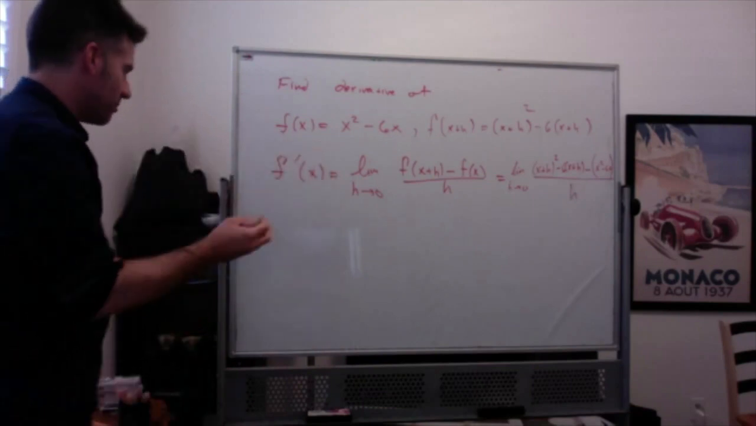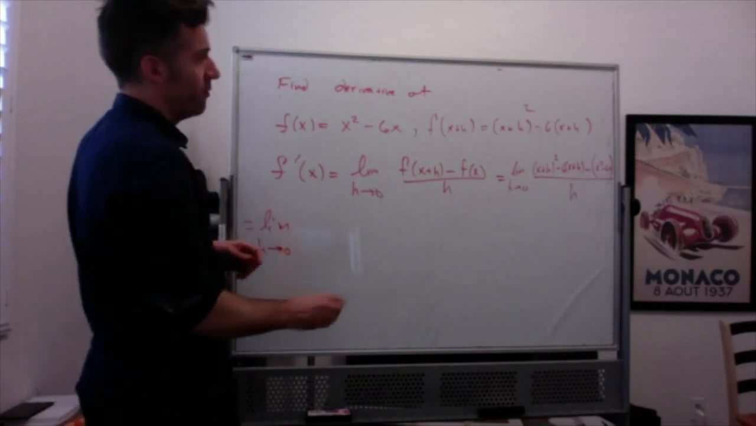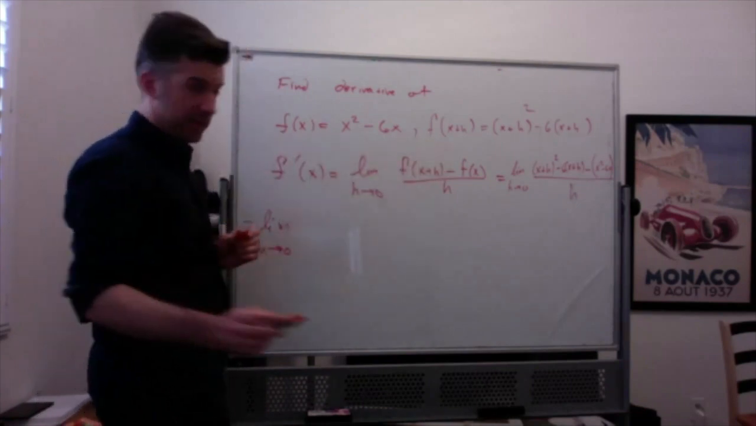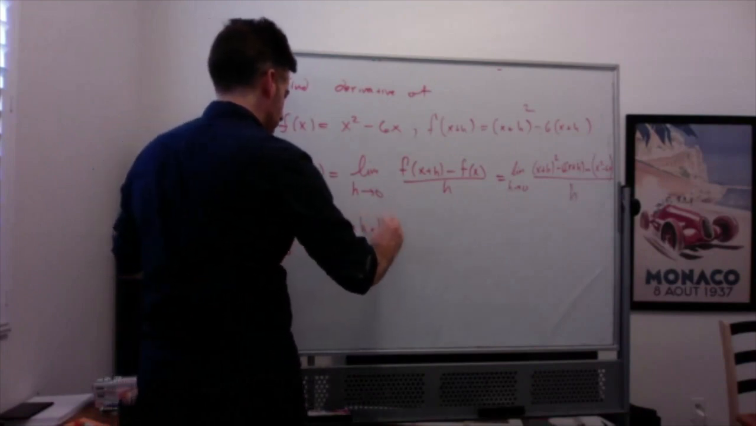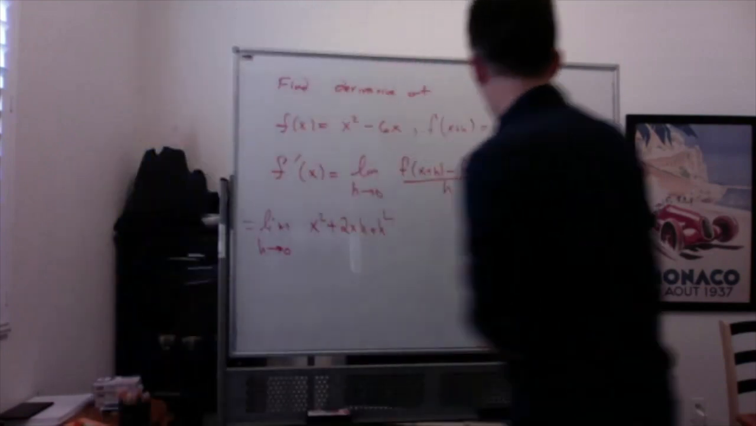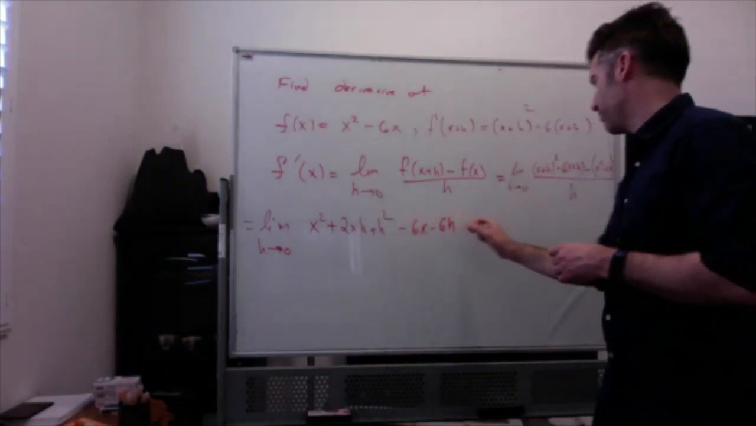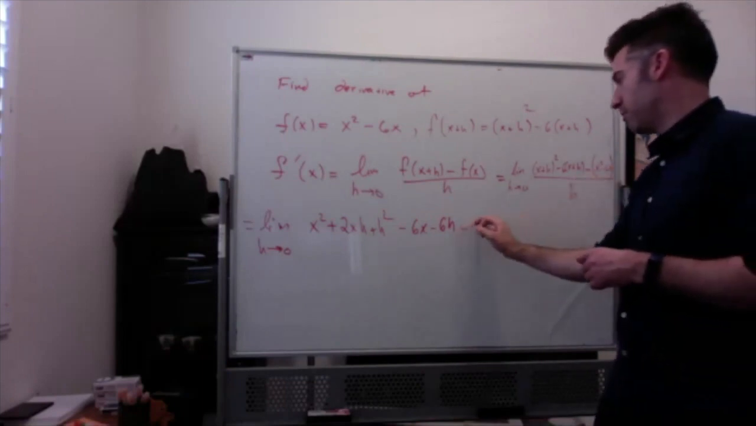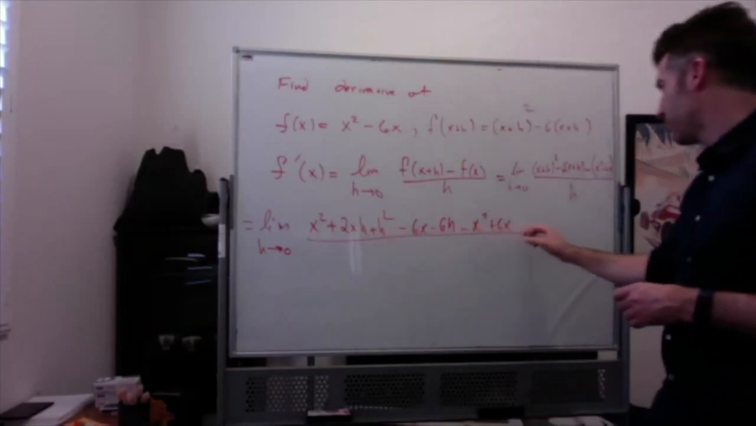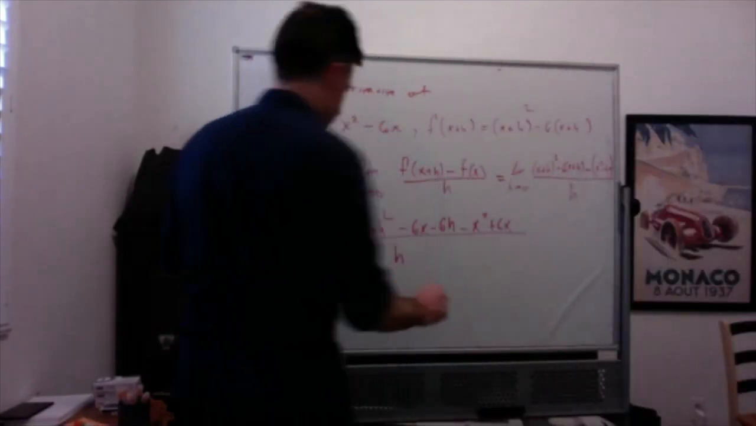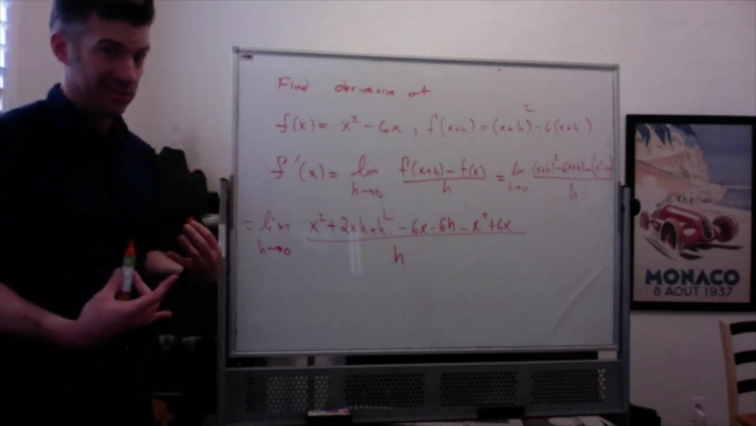We'll see. Okay, so with the limit as h goes to 0 of x plus h squared multiplies out to x squared plus 2xh plus h squared. Distribute the minus 6. So you get minus 6x minus 6h. Distribute the minus sign. Minus x squared plus 6x. All over h.